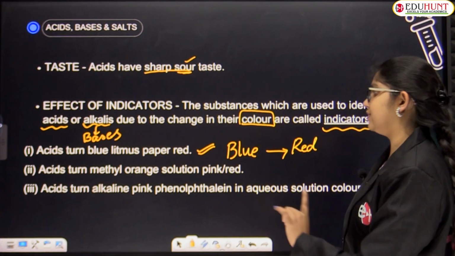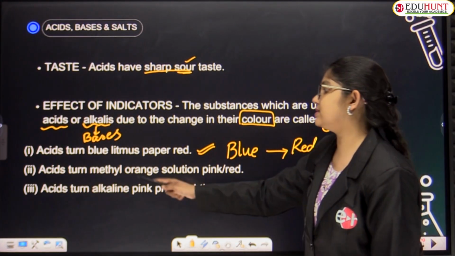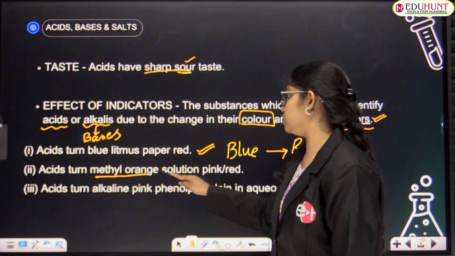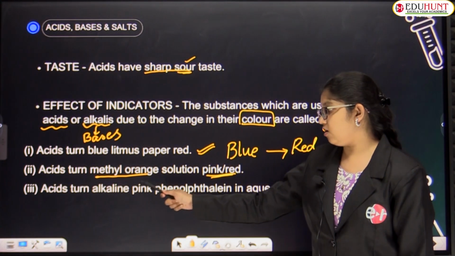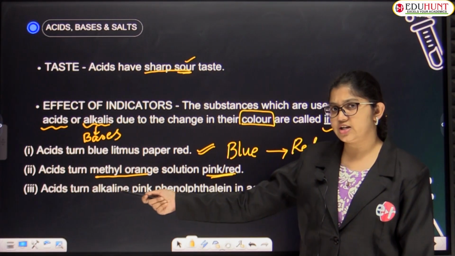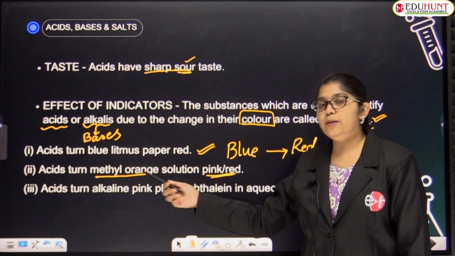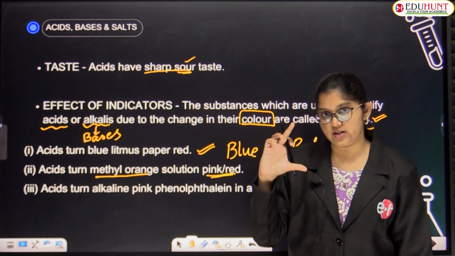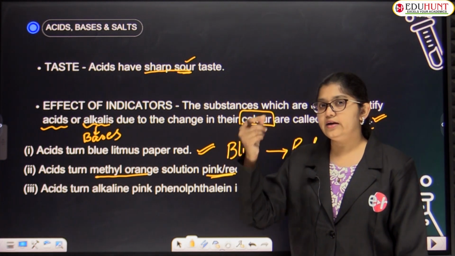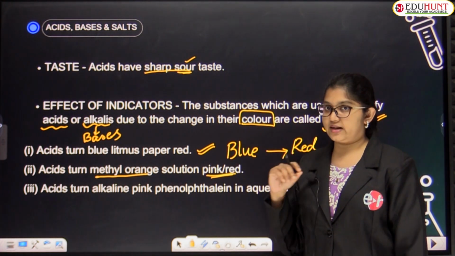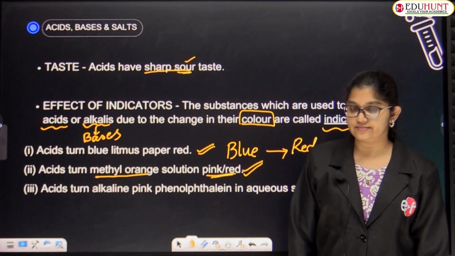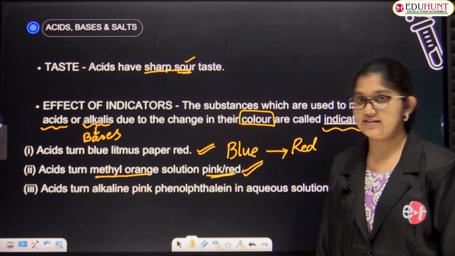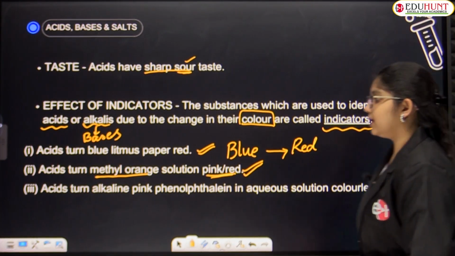Clear. Now the second point. Acids turn methyl orange solution into pink or red. Methyl orange is generally a dark orange color. If I add 2 or 3 drops of that indicator to a particular acid, it will change into pink or red in color. That's an indication of an acid. Fine. Now the third one.